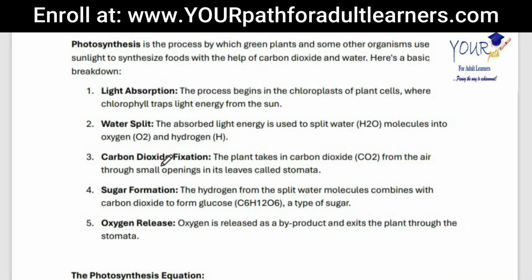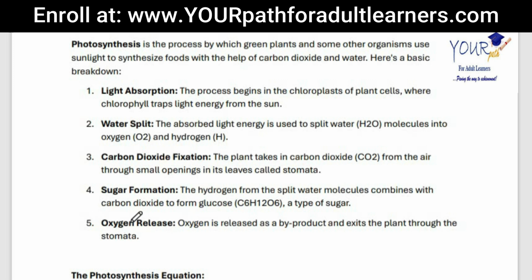Step 3 is carbon dioxide fixation. The plant takes in carbon dioxide, represented by CO2, from the air through small openings in its leaves called stomata. Step 4, sugar formation. The hydrogen from the split water molecules combines with carbon dioxide to form glucose, which is represented by C6H12O6, a type of sugar. Now, glucose is a type of sugar that's being referenced here.